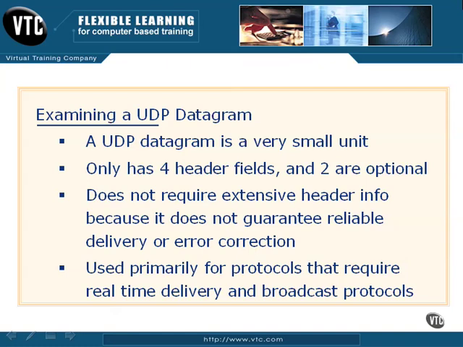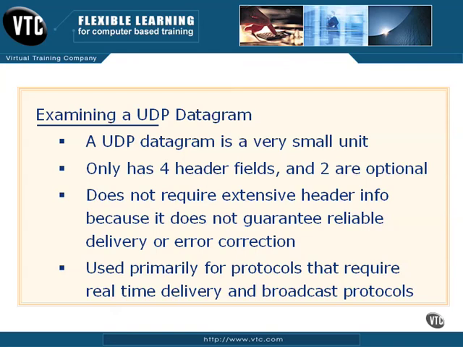Now that we've taken apart a TCP segment, let's look at a UDP datagram. Now, UDP is not like TCP because there are a lot of differences. They both take place at the transport layer, of course, but their construction is a lot different. First of all, a UDP datagram is very much smaller than a TCP segment, and it does not have all the extensive header fields that TCP has. It only has four header fields, in fact, and two of those you don't even have to use.